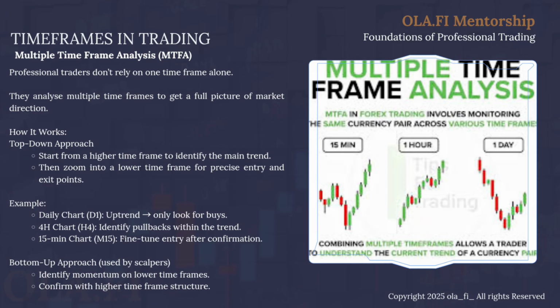How does this work? One, it's top-down analysis. So you start from a higher time frame to identify the main trend, then zoom into a lower time frame for precise entry and exit point. So example here is you use the daily time frame to check the major trend. So you see that there is an uptrend on the daily time frame. You already decide that it is an uptrend on the daily time frame. I am only going to be looking for buys.